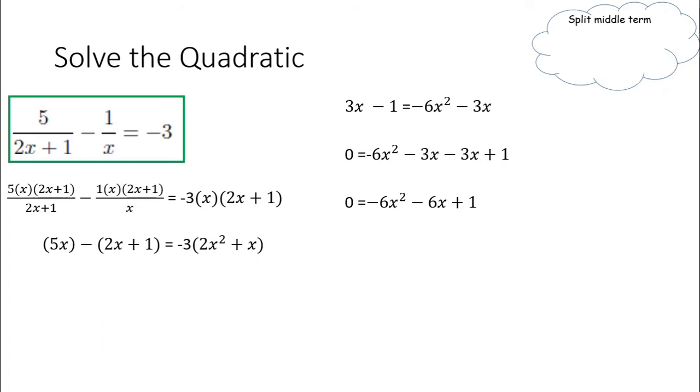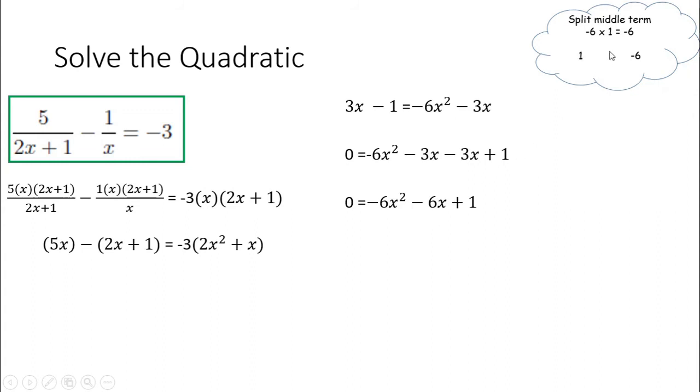Splitting the middle term would again mean multiplying the first term by the last term and finding a number that has that product, so that multiplication answer, and adds to make the middle number. So negative 6 times 1 is negative 6, and I can try all of the possible factors of negative 6, keeping in mind that if it multiplies to make a negative, one of the factors should be positive and one should be negative. And if it adds to make a negative, then the bigger number should be the negative one.